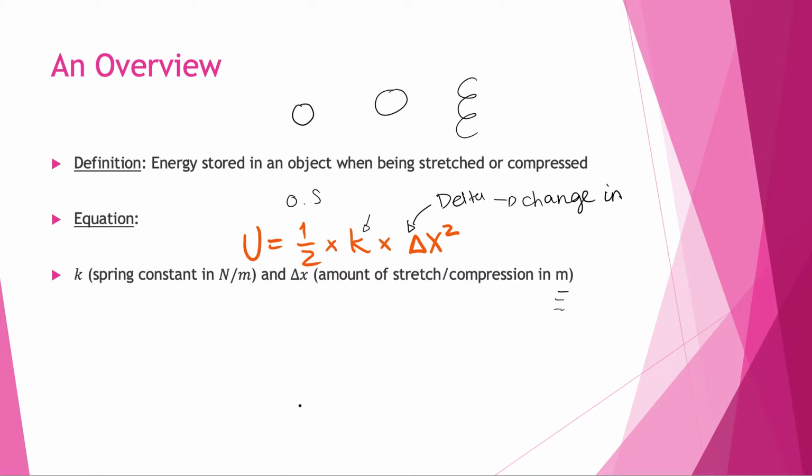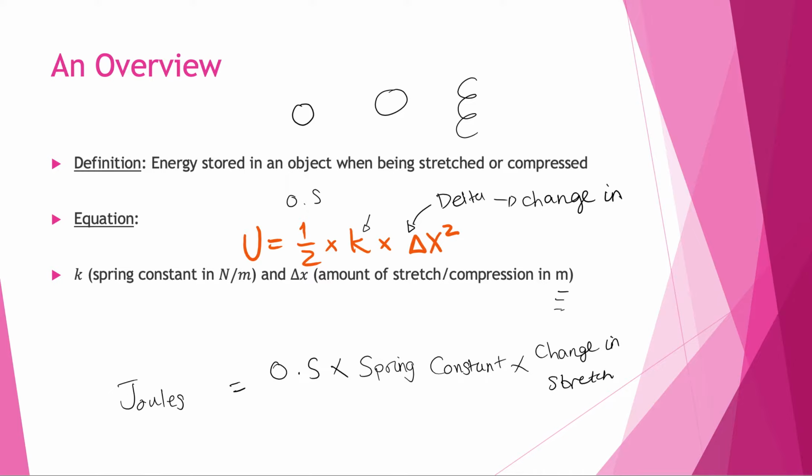So we have 0.5 multiplied by the spring constant, multiplied by the change in stretch, and all of this is measured in joules because all forms of energy are measured in joules.